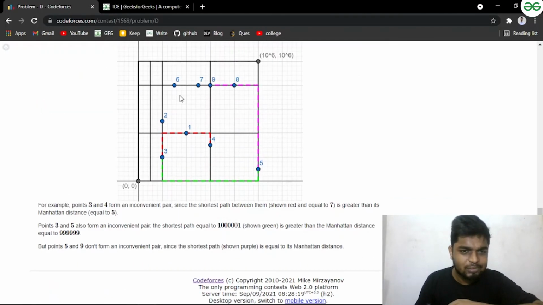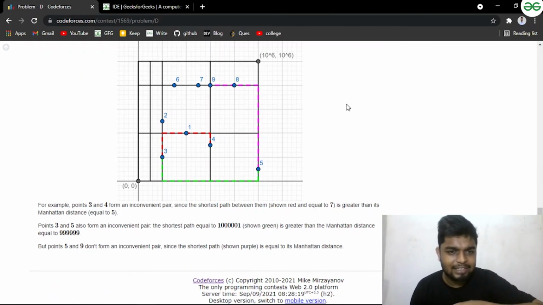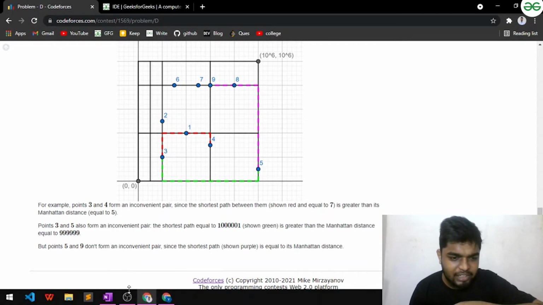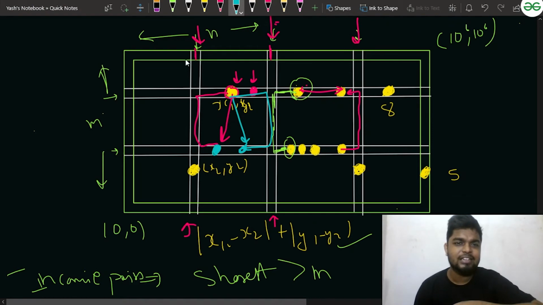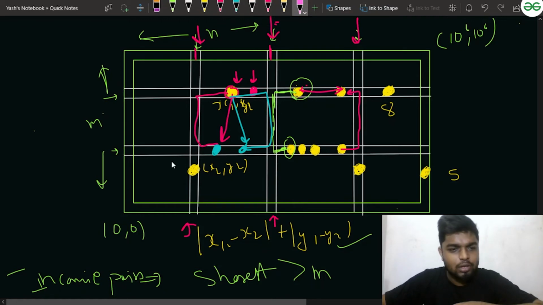So let's say that this was the case, then you can see that point number 3 and point number 4 here, these 2 points are inconvenient pairs. These 2 points are forming an inconvenient pair. How they are forming, I'll show you. So what is happening is, let's suppose that there is this element, this guy here, and there's this person right here, you can assume him to be here.